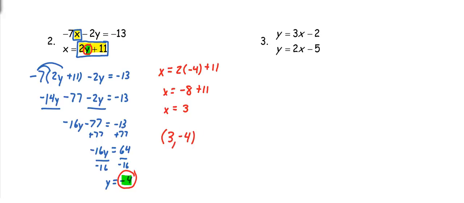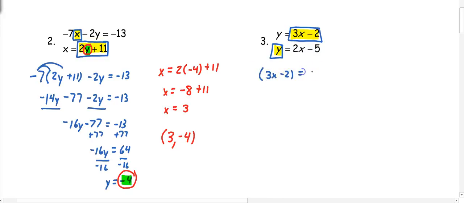Number 3. Notice that they're both y equals, so it doesn't matter which equation we pick. So I'm going to take the first equation and substitute in for y in the second equation. So we are going to put 3x minus 2 in for y. So when I rewrite that equation, I get parentheses 3x minus 2 equals 2x minus 5. So the parentheses, there's nothing in front of it, just a 1. So when we distribute, we get the same thing. 3x minus 2 equals 2x minus 5.